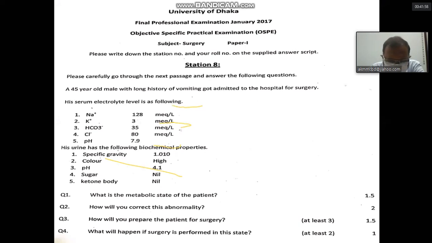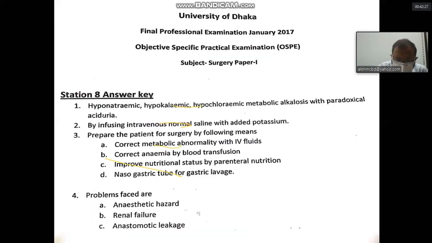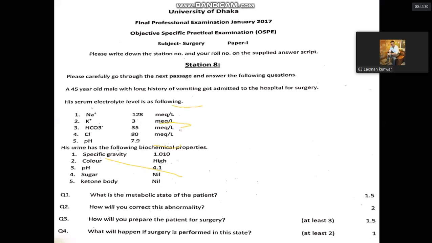Now the next question is, what will happen if surgery is performed in this state? If you don't correct all these things and just send the patient to operation theater for the operation, what will be the consequence or the problems? Anesthesia failure, anesthetic hazard, then renal failure. And anastomotic leakage. Okay.